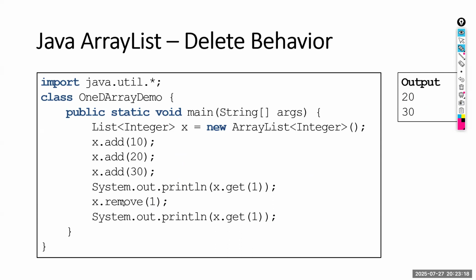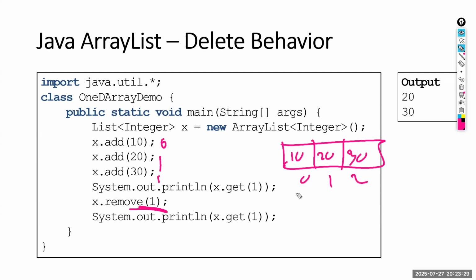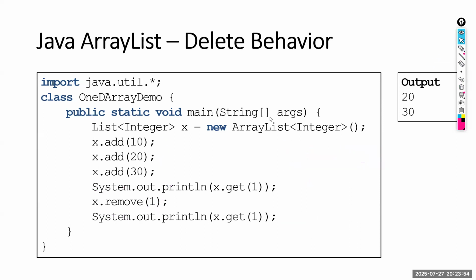So when you delete your first element, this is 0, 1, 2. Earlier it was something like this: 10, 20, 30, at indices 0, 1, 2. Now you remove your first element. When you remove it, the array is like this: 10 and 30. So therefore, ArrayList is a dynamic data structure. It can grow, it can shrink, but not your normal arrays.